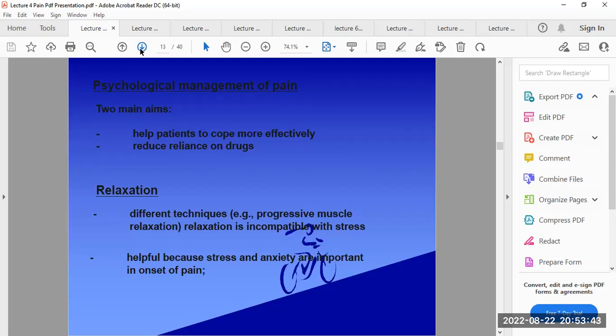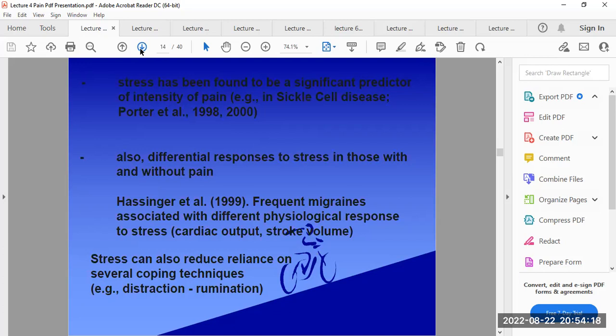Some of the psychological management of pain are relaxation techniques, as well as reducing reliance on drugs, because drugs also increase addiction and dependence. Relaxation techniques are progressive muscle relaxation, as well as other relaxation techniques which work well with stress, since stress and anxiety are very much involved before and after exposure to pain. They also say stress is found to be a significant predictor of the intensity of pain. How deep the pain is going to be is also explained by how the person is affected by knowing how much he or she is going to feel, as well as different responses to stress, which also influence how we experience pain to some extent.